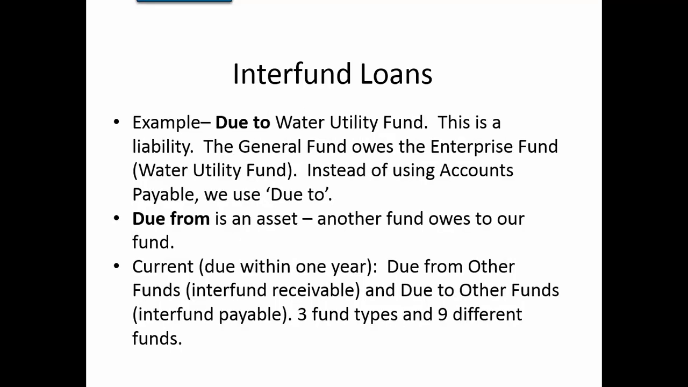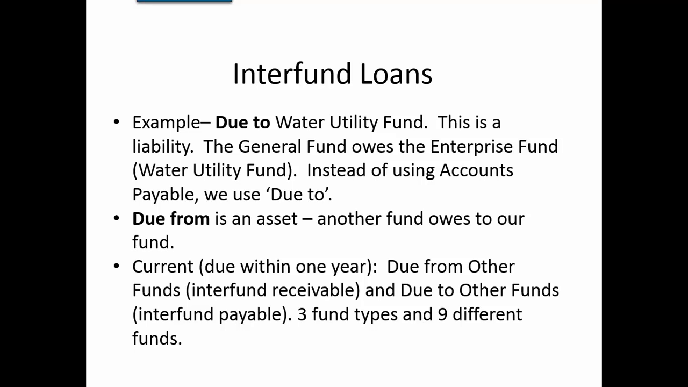Example: due to the water utility fund. This is a liability. The general fund owes the enterprise fund water utility. Instead of using accounts payable, we use due to. Due from is an asset. Another fund owes our fund. Current, due within 1 year. Due from is an interfund receivable, and due to is an interfund payable.